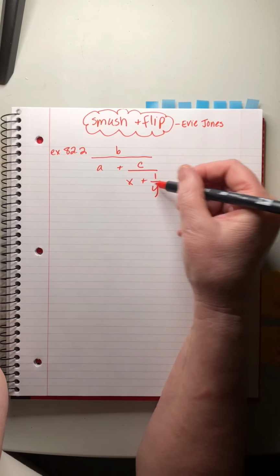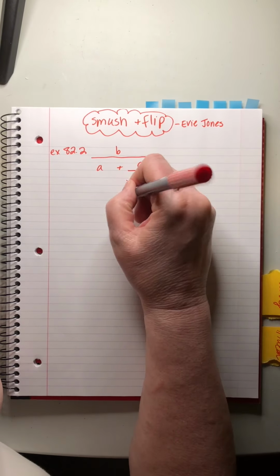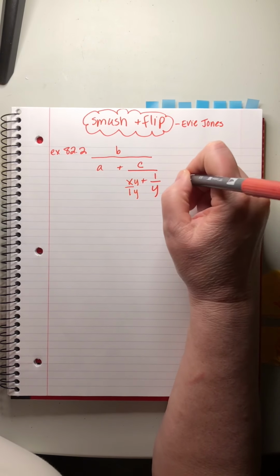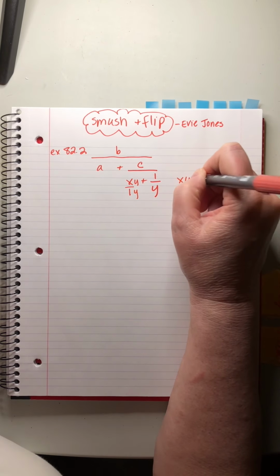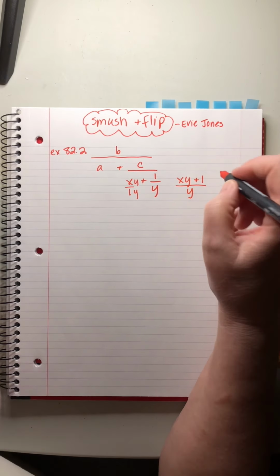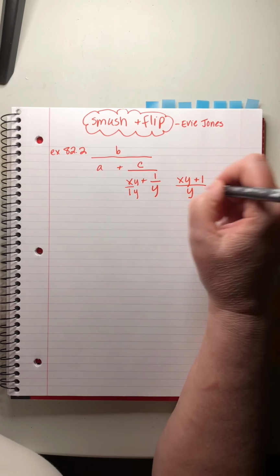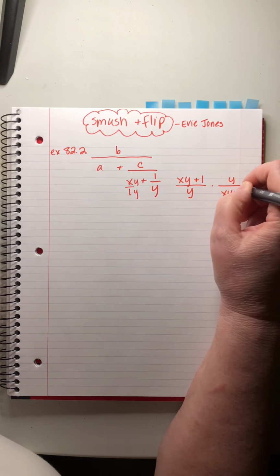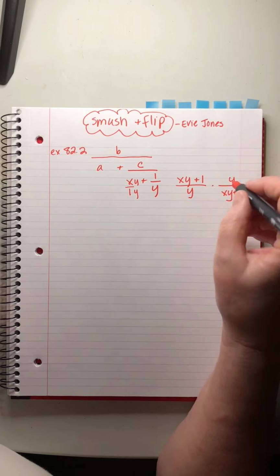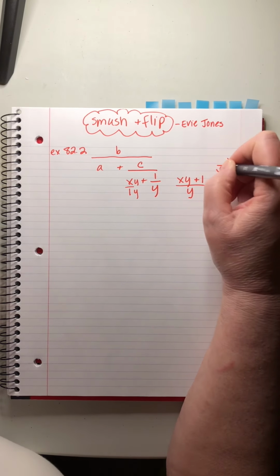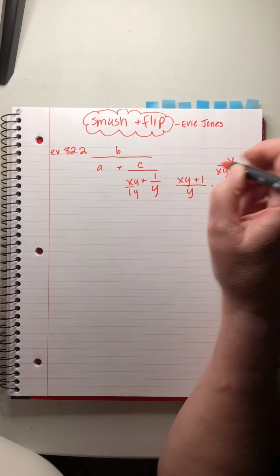Okay, we need to make these match. The denominators have to both be y's. We'll multiply this one by y over y, and now I can see this will become xy plus 1 over y. Beautiful. It's smushed. Now we have to multiply it by its flippy, reciprocal. That's going to cancel, but we better do the top as well: y over xy plus 1.